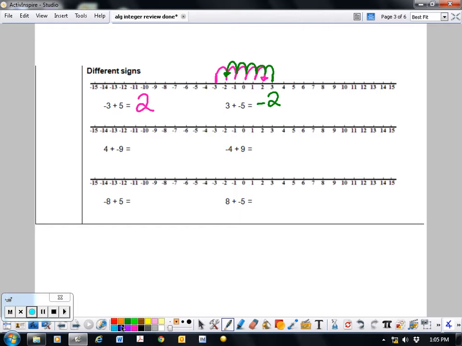Okay, so our next problem is 4 plus -9. So I'm going to start at 4, and then I'm going to add -9. So I'm going to go in the negative direction 9 units. 1, 2, 3, 4, 5, 6, 7, 8, 9. And I get -5. And then for the next one, we're going to start at -4, and then I'm going to add +9. So I'm going to go 9 in the positive direction. 1, 2, 3, 4, 5, 6, 7, 8, 9.